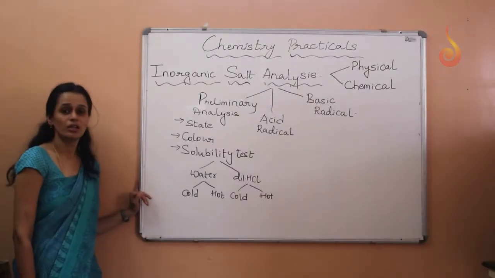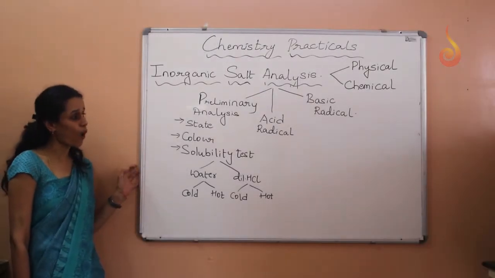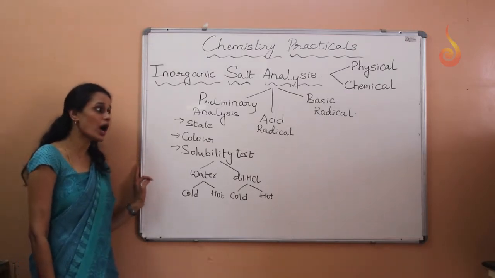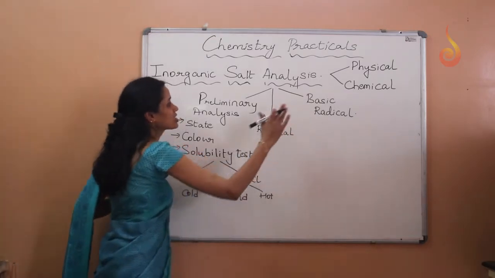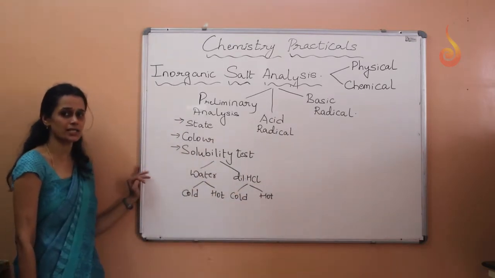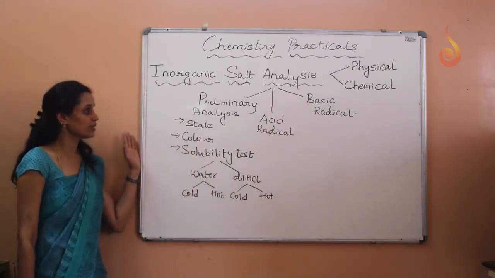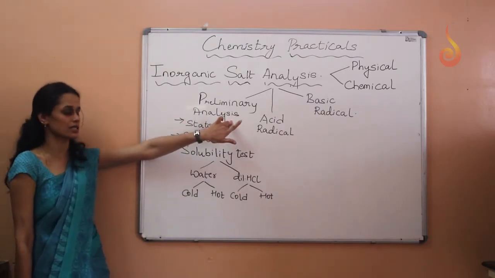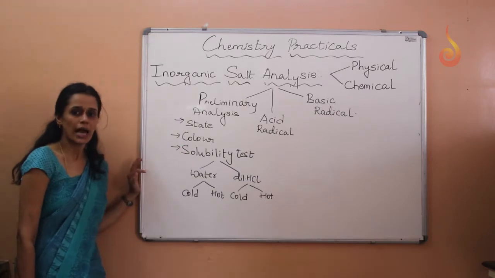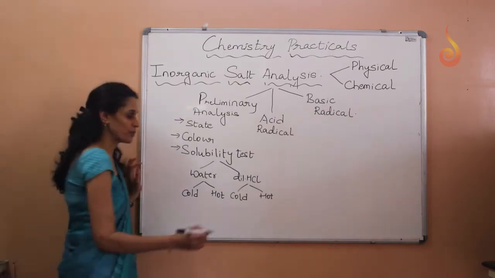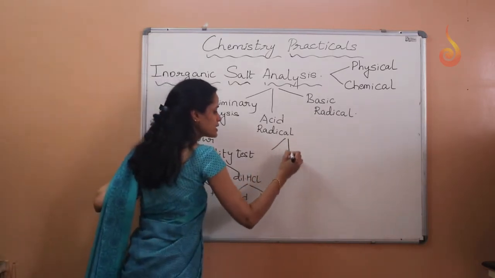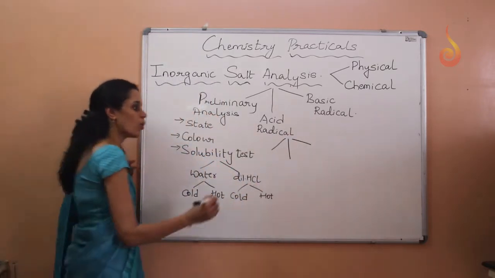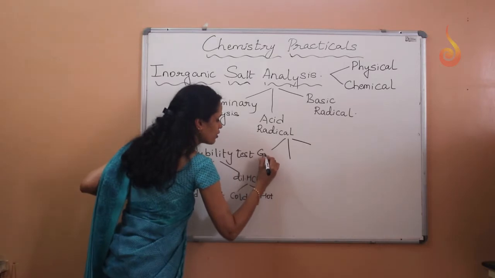So, we just learned the differentiation of acid radicals and basic radicals into several groups. Now, let us move on to the steps of the salt analysis. Previously, we completed the preliminary analysis. Now, we'll move on to acid radical detection. In acid radical detection, again, we have 3 steps. What are those 3 steps?